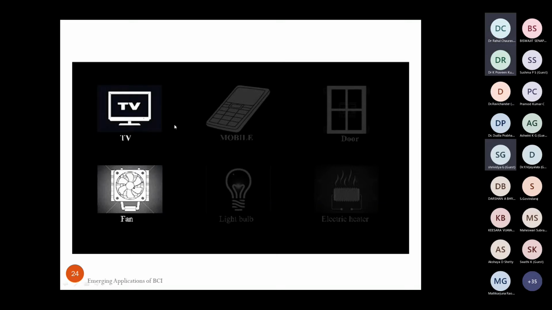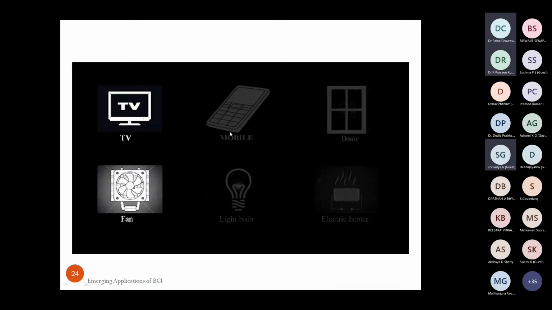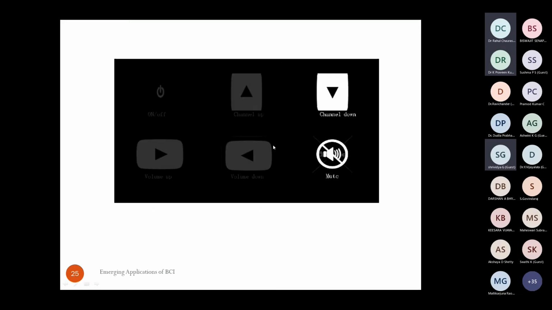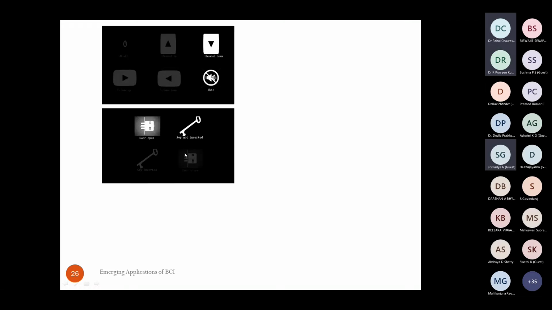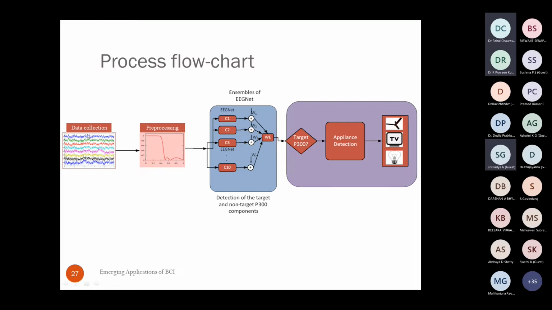We developed a home appliance control system where we had a TV, fan, light bulb, and mobile. Suppose you have a TV, then you can have channel down, channel up, power on, power off options. For phone, you have the option of dialing a number. For door lock, you have lock and unlock. For fan, you have the option of speed. For light, on and off, and for the heater also the options are there. We did the data collection for the home appliance control system as well.